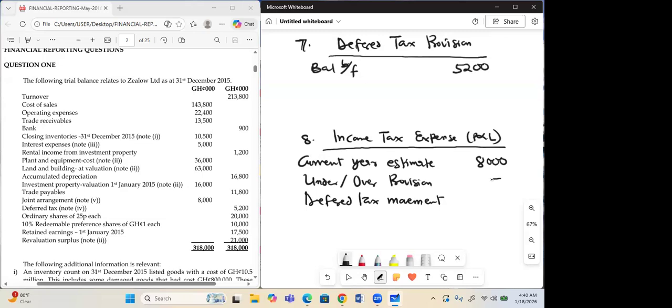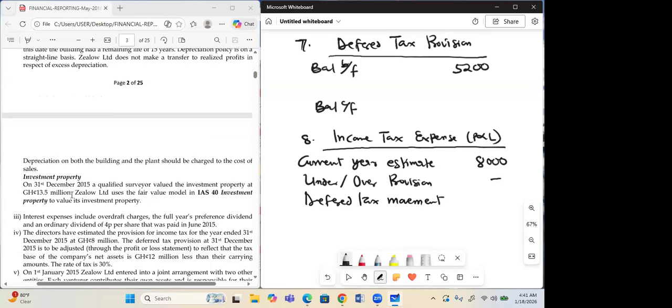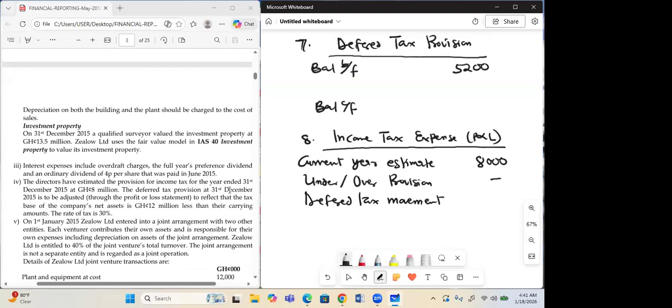Now, since it's a provision, how do you measure provisions? You compare the opening balance to the closing balance, right? Then any increase or decrease will go to P&L. This is how we calculate the closing balance of the provision: you take the temporary difference and multiply by the tax rate. If you look in the footnote, it told you that the deferred tax provision at 31st December 2015, that's the closing balance, is to be adjusted to reflect that the tax base on the company's assets is 12 million less than their carrying amount. So the difference between the carrying amount and the tax base is 12 million, and that difference is what you call the temporary difference.